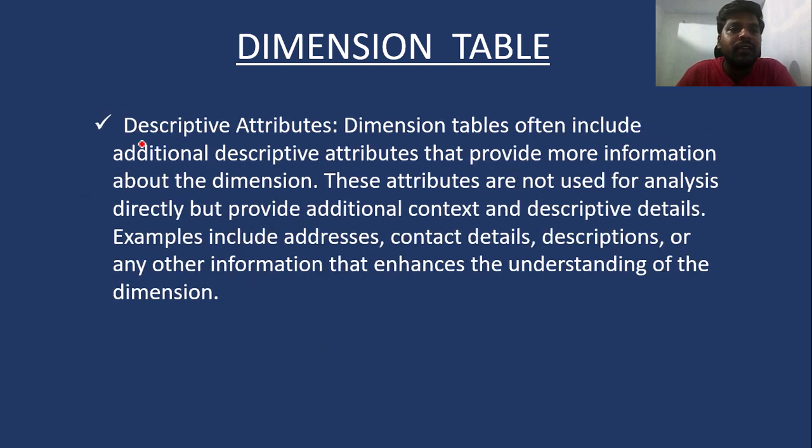Moving further, we have descriptive attributes, where dimension tables often include additional descriptive attributes that provide more information about the dimension. These are not used for analysis directly, but they provide additional context through descriptive details. For example, addresses, contact details, or descriptions about the product or any other store dimension, or details about the nation. These are descriptive attributes which support and provide additional context within the dimension table.